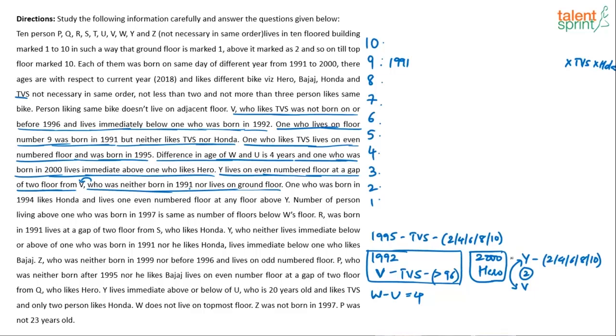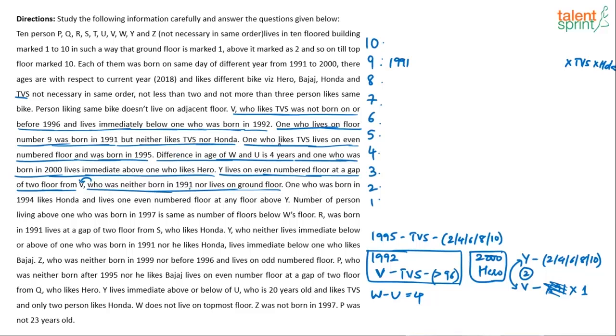So Y lives on an even numbered floor at a gap of 2 floors from V, who was neither born in 91 nor lives on ground floor. Now this fellow V was not born in 91 and he does not live on first floor. That's what we know about V. And we also know that V likes TVS, by the way. Actually, V was not born in 91 is a redundant statement, because we already know that V was born after 96, in one of the earlier statements. So we don't really have to worry about V being born in 91.